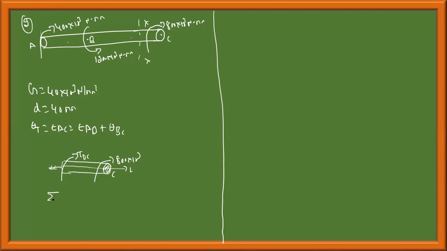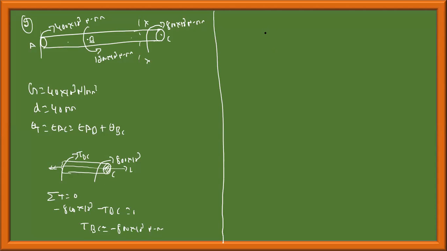Summation of torques is equal to 0. This torque is acting like this: minus 800 into 10 power 3 minus TBC is equal to 0, or TBC is equal to minus 800 into 10 power 3 Newton mm. Okay. Let us go to the next section.